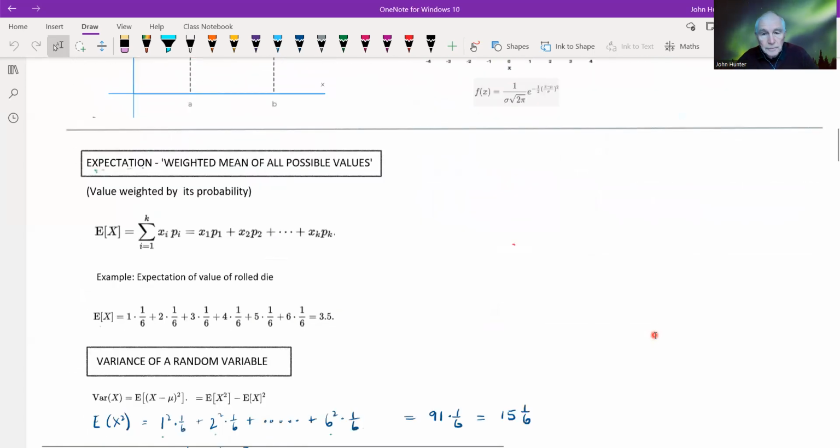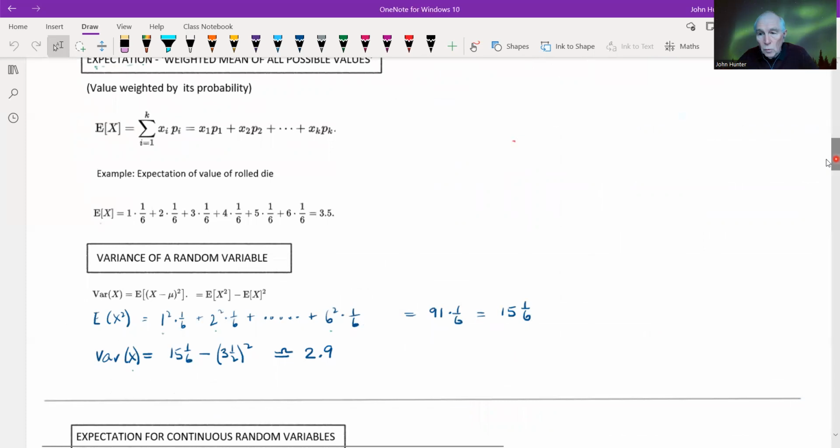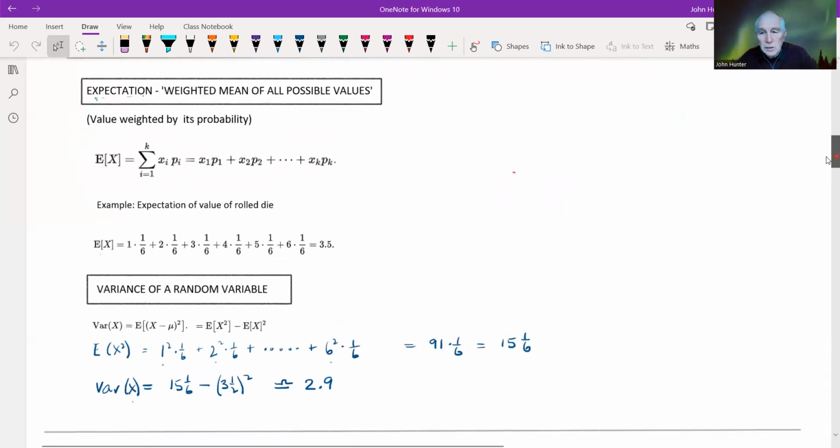Okay, what else have we got? All right, so what we're interested in with these probability functions is a couple of key parameters. One is the expectation. The expectation is the weighted mean of all possible values. So we take all the values, multiply each one by its probability, and add all those up.